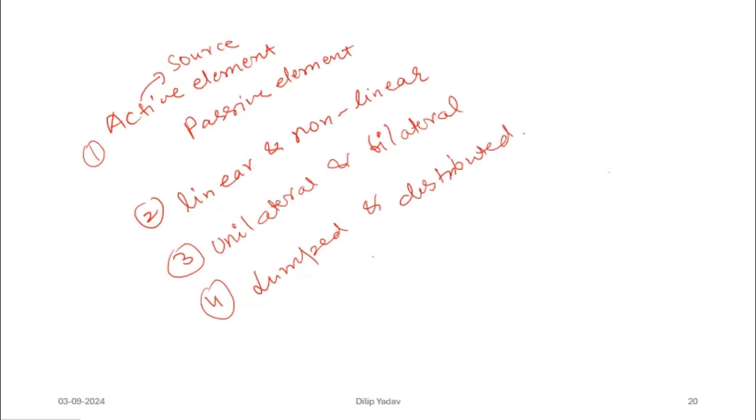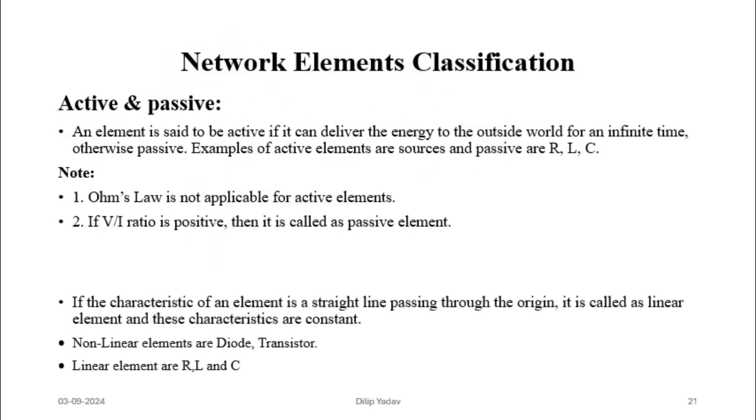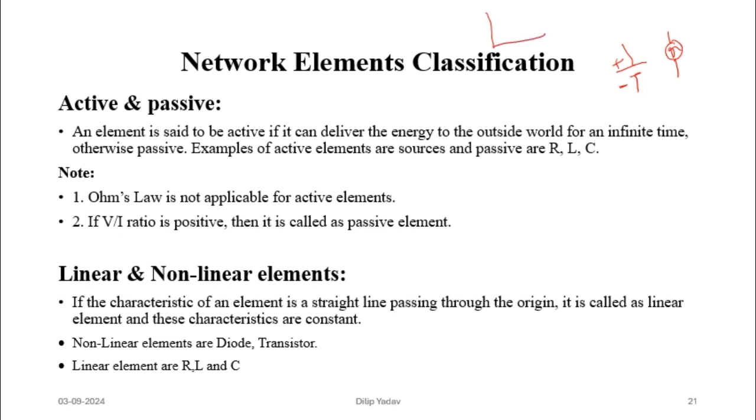So coming to the first slide, we will be studying network element classification. We have the active and the passive, linear and non-linear. What is an active element? As we have studied, active means it can provide voltage or current to the system. For example, the cell: with time this is the voltage, so it is an active element. That means it is providing some voltage.